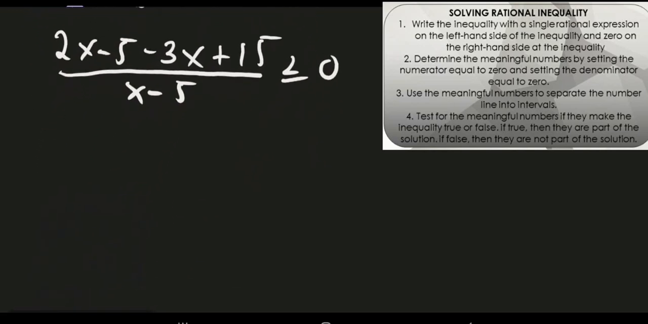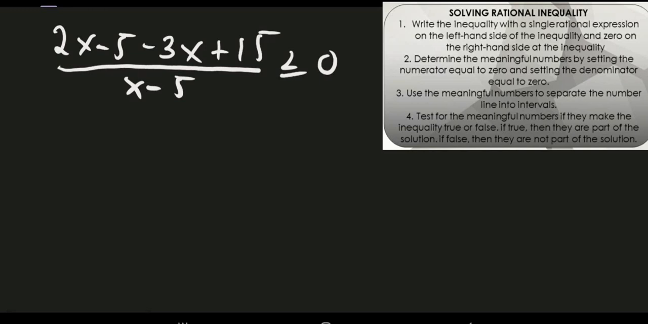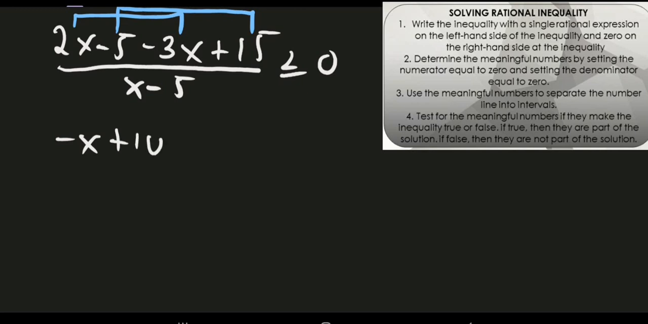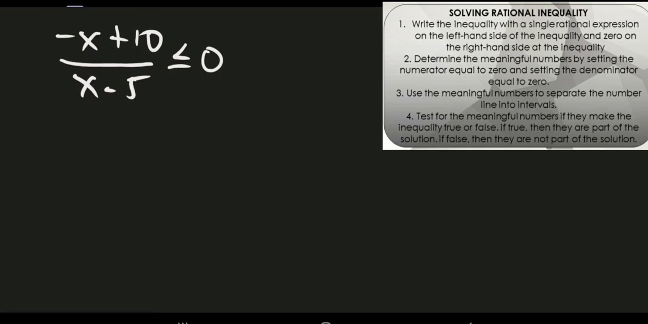So after that, just combine the like terms if we have like terms or common terms. So we have 2x and negative 3x, and we also have these constant terms as negative 5 and positive 15. Okay? So just combine those values. So we have 2x minus 3x, that is negative x. We have negative 5 plus 15, that is positive 10 all over x minus 5. And that is less than or equal to 0. And let's try to double check. If we have this inequality as single left hand side and right hand side as 0, that means we need to proceed to step number 2 after this given expression.